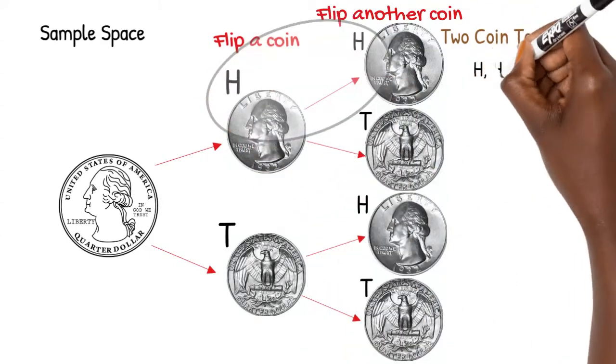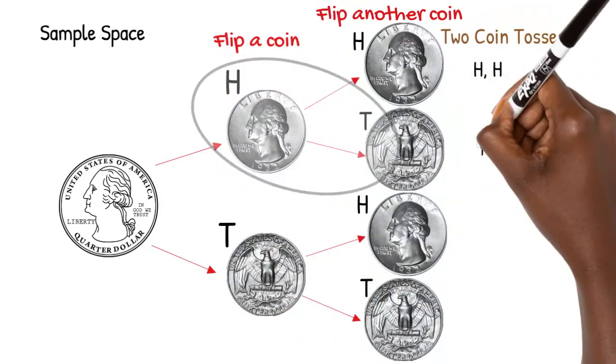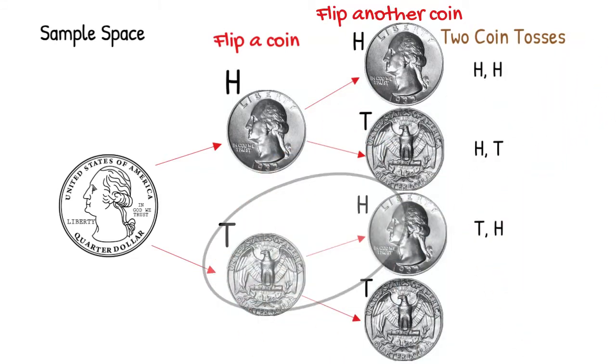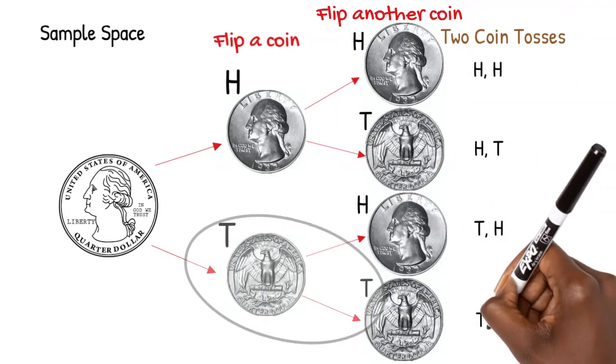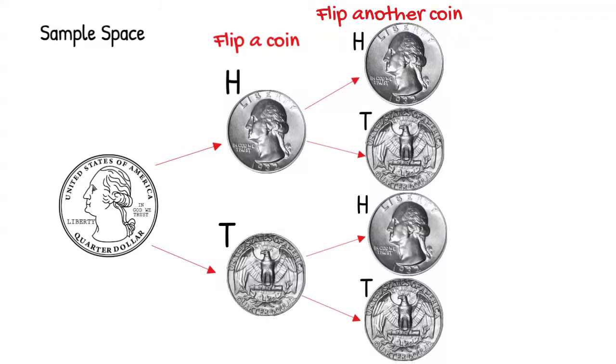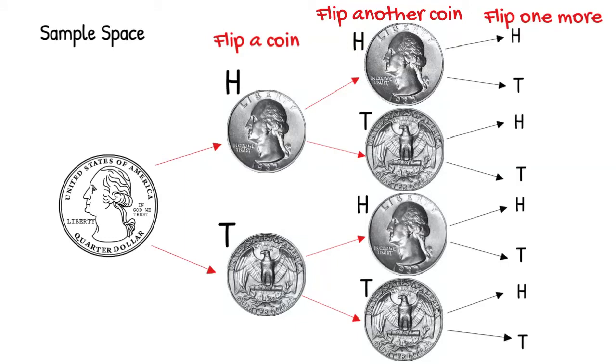We can follow each set of branches to determine the sample space for two coin tosses. Here we have heads followed by heads, then heads followed by tails, then tails followed by heads, and finally tails followed by tails. The more trials we complete, the more helpful a tool like a tree diagram becomes to make sure we're not missing any options. If we flip one more time, it will land on heads or tails.